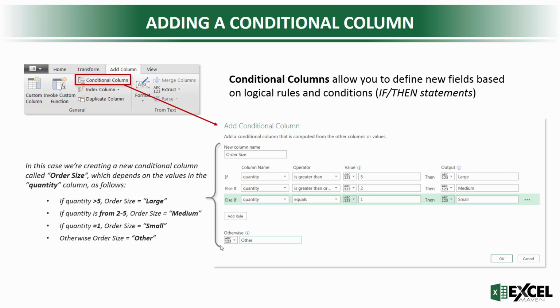So is quantity greater than 5? Then create a new column called order size that takes a value of large. Is quantity between 2 and 5? Set order size equal to medium. Is quantity 1? Set size equal to small. And then you've got this catch-all otherwise statement, which usually takes something like other or false or NA. So both pretty simple. Let's go ahead and open up our data model and give these a shot.